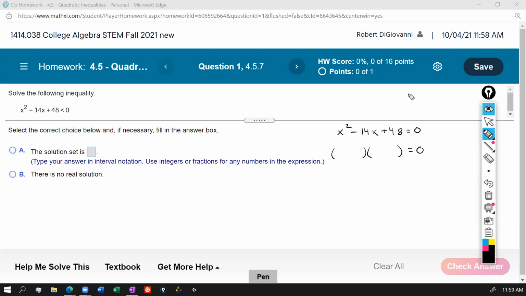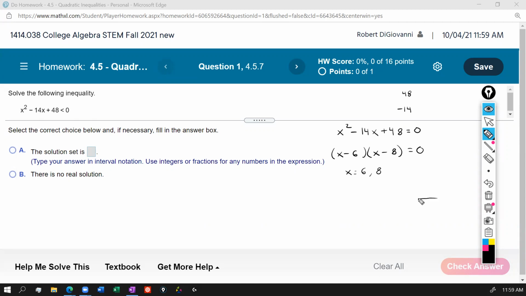So let's see, we need two numbers that multiply to be 48, but add up to be negative 14. So let's see, negative, what do we got here? 4, 12, no, 4 and 12 don't work. 6 and 8, yeah, 6 and 8. Okay, why did that take me so long? So x minus 6, x minus 8. So negative 6 and negative 8 multiply to be 48 and add up to be negative 14. So we get two solutions here, 6 and 8.